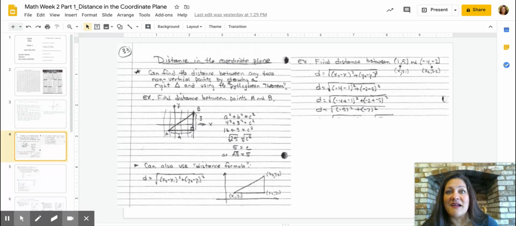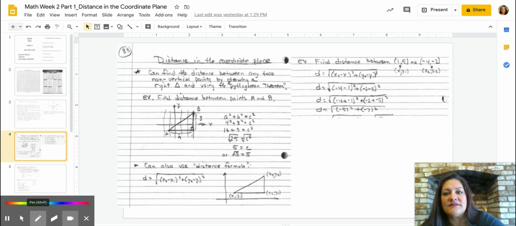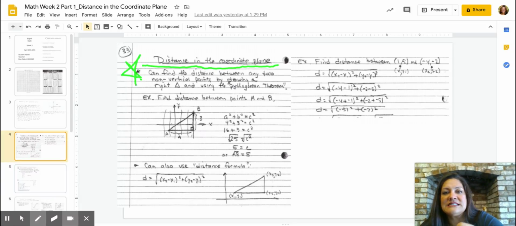All right, and that brings us to our note page. And here's the thing, it actually says pretty much what we just did on the introduction. Up here, we have distance in a coordinate plane. Can you find the distance between any 2 non-vertical points by drawing a right triangle and using the Pythagorean theorem? And yes, of course we can. And if you look here, the distance between A and B, it's the exact same dimensions that we just did getting Tom to the park. Come out with 5 equals C.